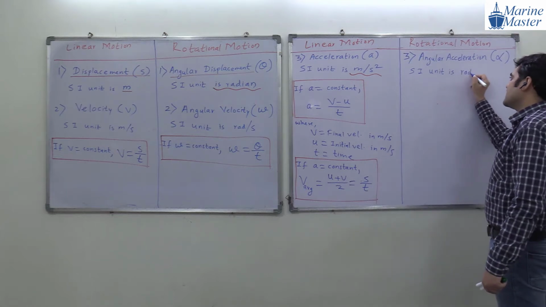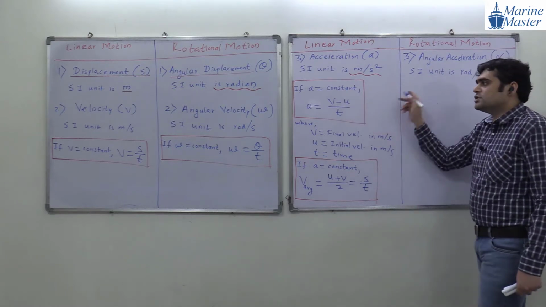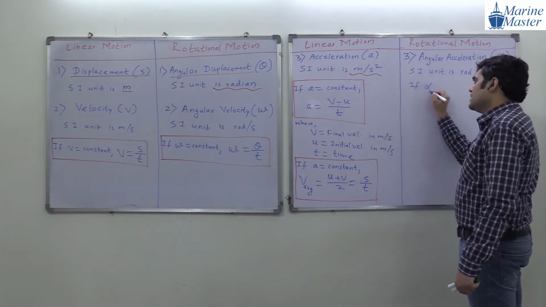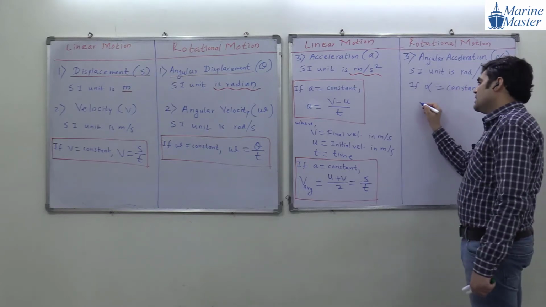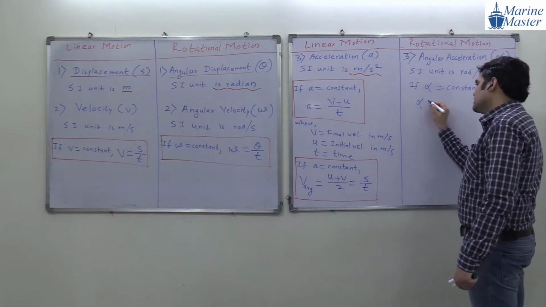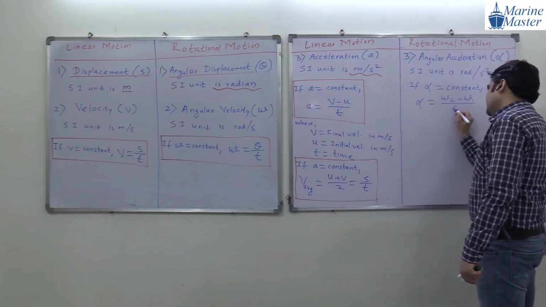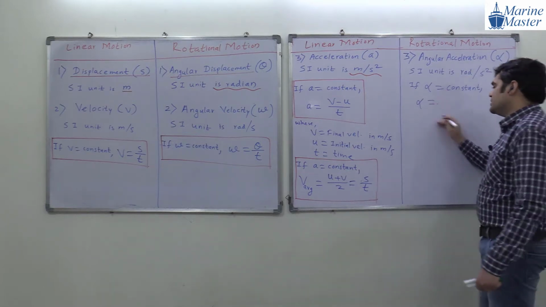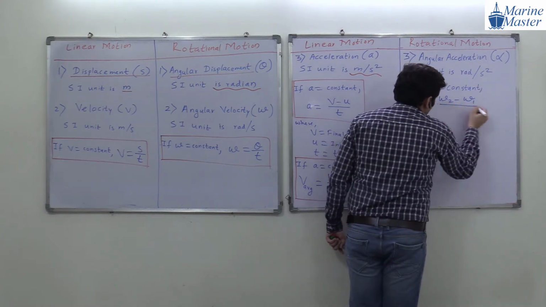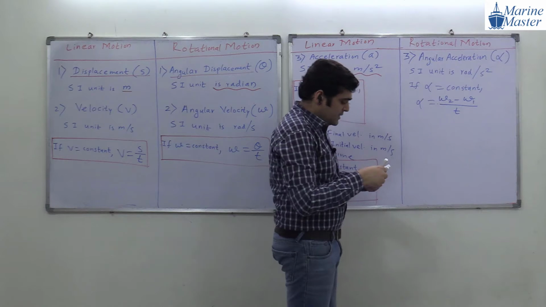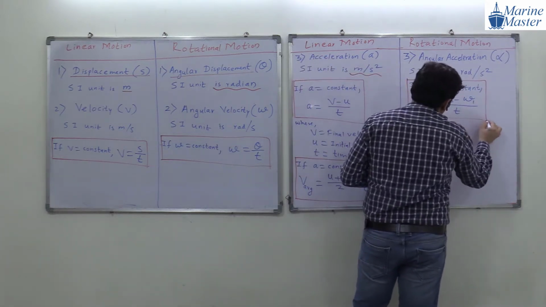Radian per second square. SI unit is what? Radian per second. Very good. If alpha is equal to constant, try to see the scenario. Then alpha is equal to omega 2 minus omega 1 by T. This is the one relation, if alpha is constant.